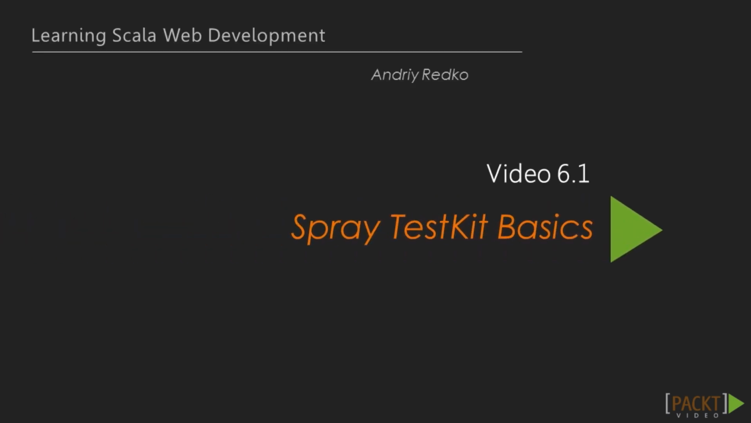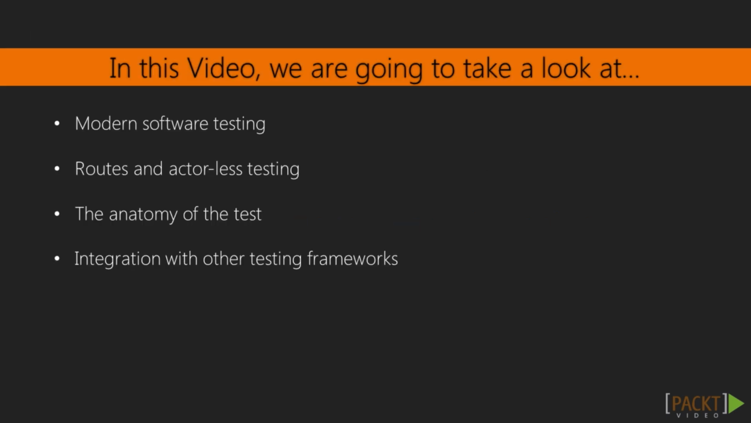Now, we move on to the first video of this section that introduces us to another Spray module, Spray Test Kit, which is dedicated to dramatically simplifying testing web services and APIs, particularly those developed using Spray routing. In this video, we are going to take a look at modern software testing, focusing on what Spray Framework has to offer in this regard. As such, we're going to talk about Spray Test Kit, what problem it solves, and how it solves that problem by providing a well-defined test structure.